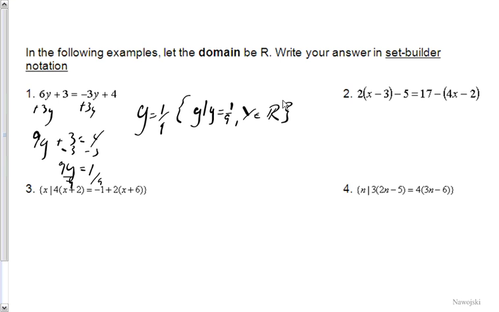Let's take a look at number 2 over here on the right. Okay, we got some parentheses here. Make sure you distribute it first. Okay, we get 2x minus 6 minus 5 equals 17 minus 4x plus 2. Notice how I distributed the negative to both of those and the 2 to both of those.